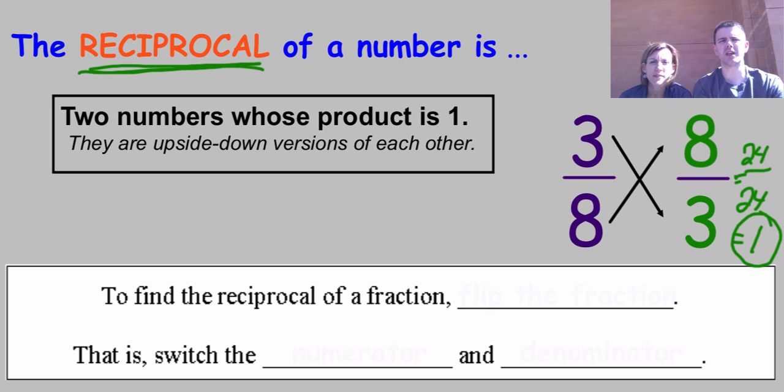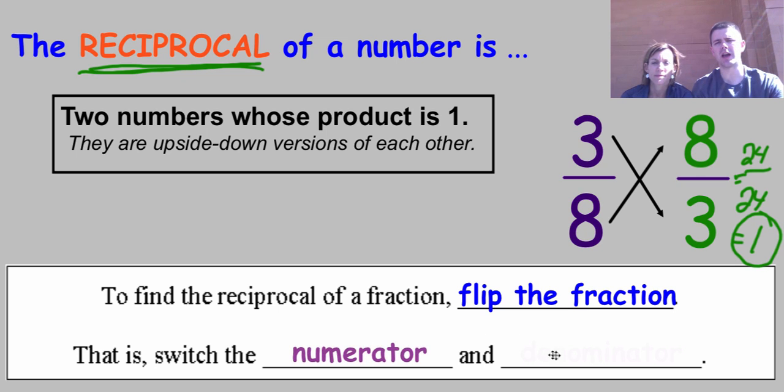All right, so let's put that down in written form. We're going to write down this part at the bottom. To find the reciprocal of a fraction, flip the fraction upside down. That means you're going to switch the numerator and the denominator of your fraction. You're just going to flip that fraction upside down.